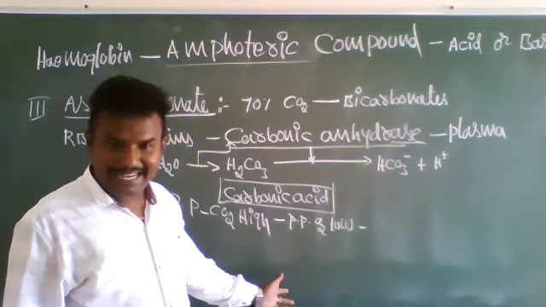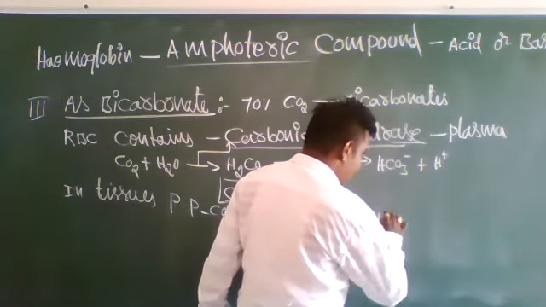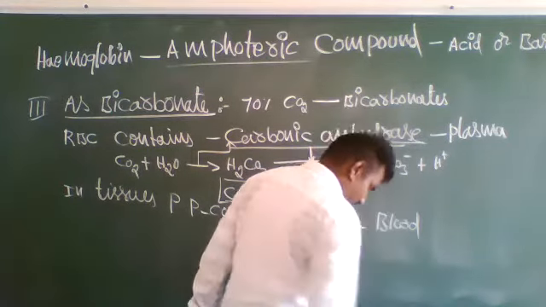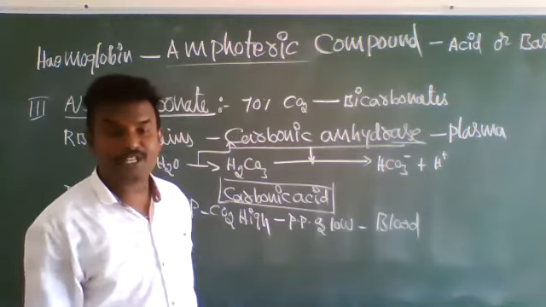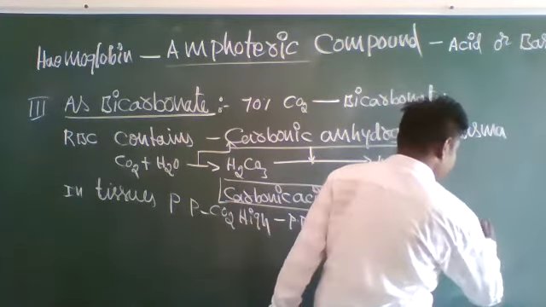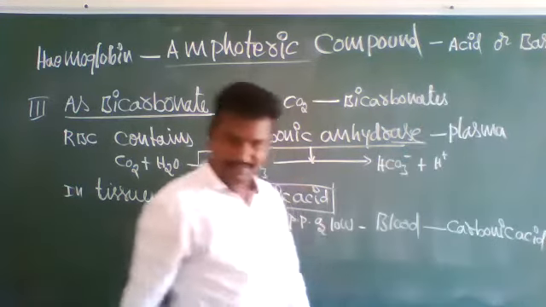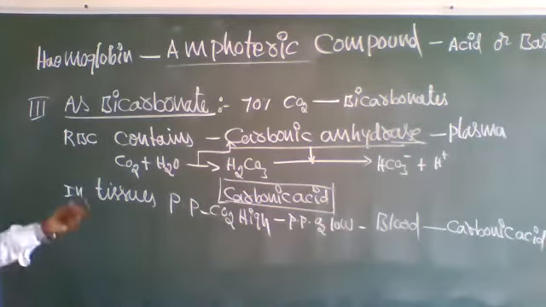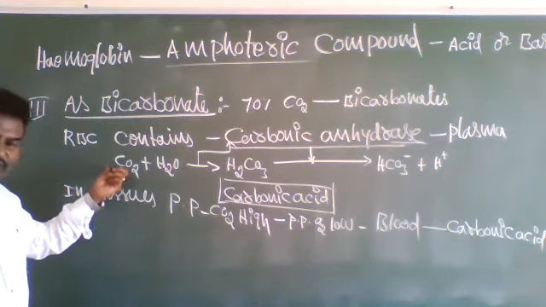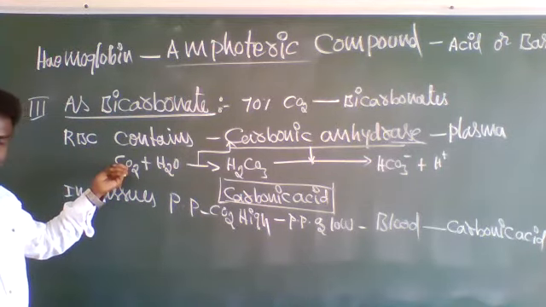The carbon dioxide is diffused into the blood and forms carbonic acid. See, same reaction I am saying. In tissues, where the partial pressure of carbon dioxide is high and PO2 is low.